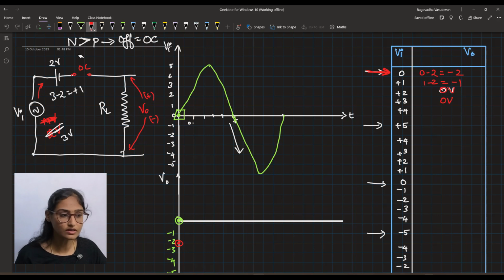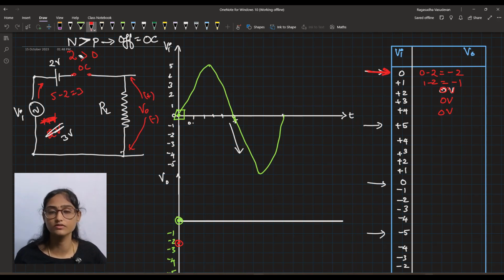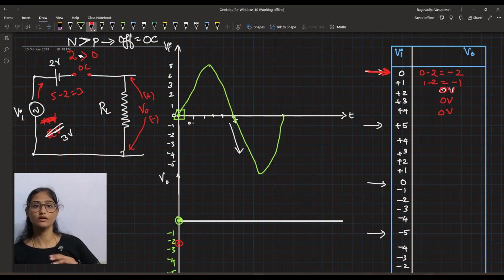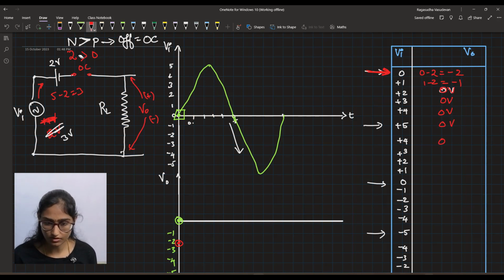Again when it is 4 volt, it will be 4 minus 2, which is plus 2. N will be greater than P. So 2 volt will be greater than the P voltage, 0 volt. So again this will be off. Even at 5, 5 minus 2 will be 3. So again the N voltage will be 3 volt, which is greater than the P voltage. So the diode will be off. V0 is 0 volt. When it is 4, that is also 0. When it is 3, it will be 0. When it is 2, it will be 0.